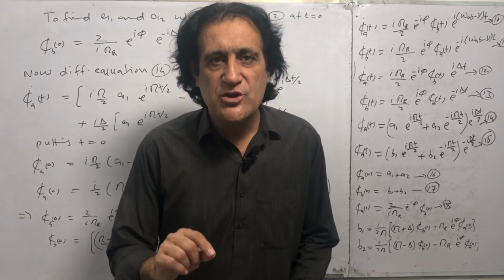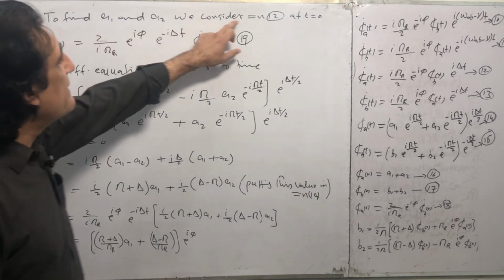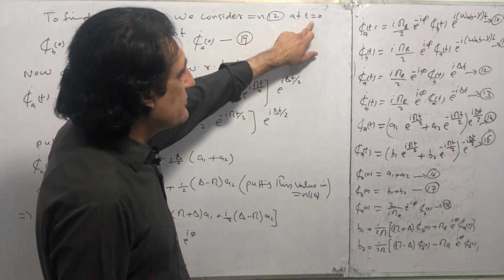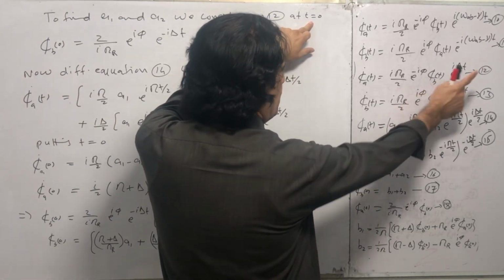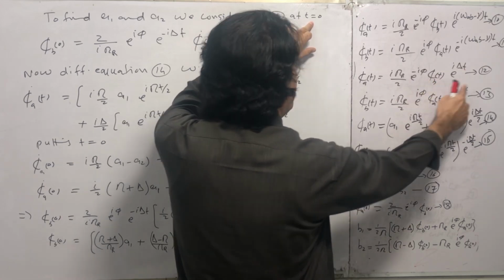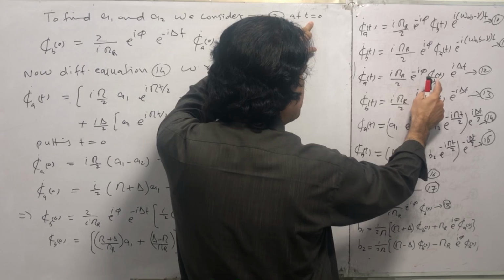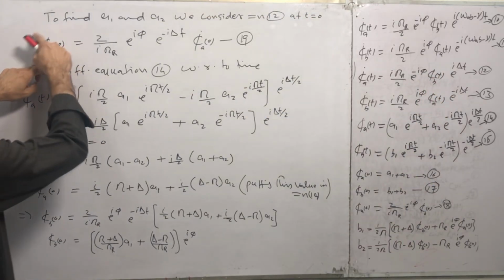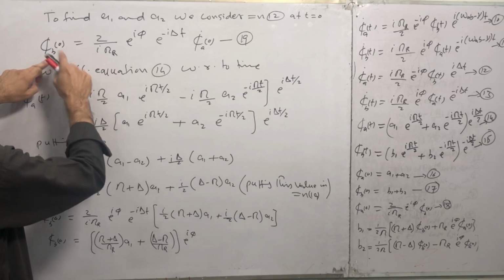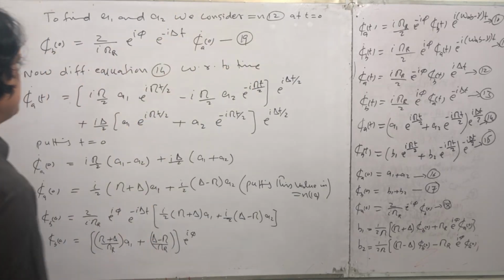Next, to find the value of A1 and A2, we consider equation number 12 at t equal to 0. From this equation, I can write the value of CB cross like this. So I have found the value of CB0 in this form. So this is equation number 19.